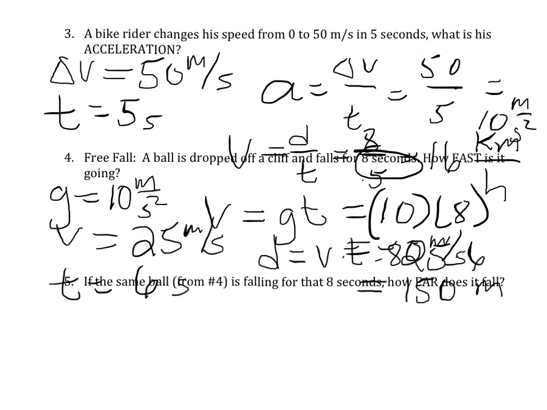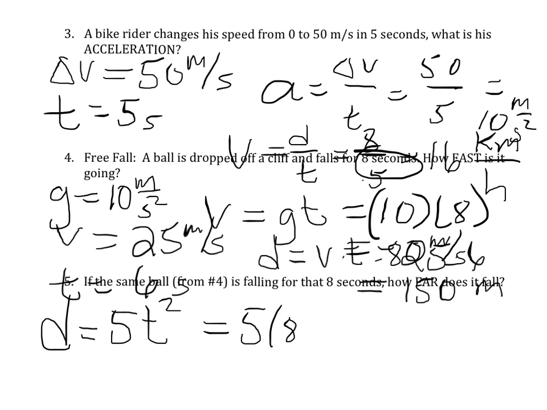If the same ball from number 4 is falling, how far does it fall? If you remember from our hang time and reaction time labs, distance is just 5t squared. So I put 5, I square 8. 8 times 8 is 64. And 64 times 5 is 320 meters.